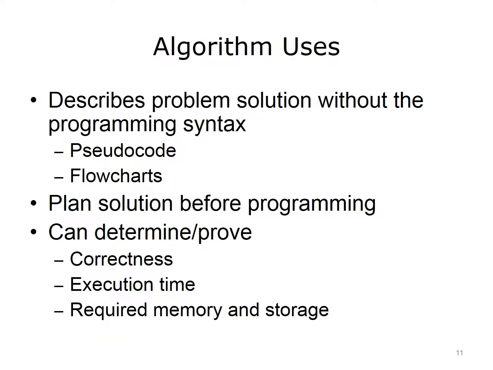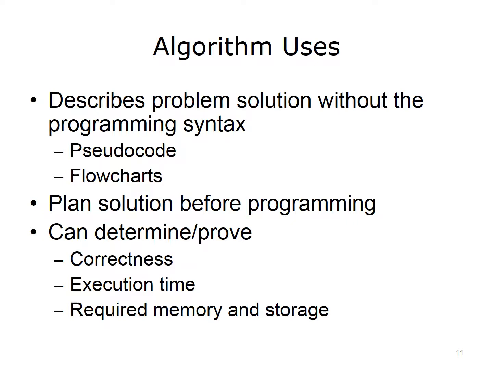Algorithms are used to describe the solution for a problem or task without using the specific programming syntax of a particular programming language. Instead, programmers can use something called pseudocode. Pseudocode consists of simple English statements that represent the steps of the algorithm. This was essentially what was being used in the peanut butter and jelly algorithm. A flowchart is a graphical description of an algorithm.